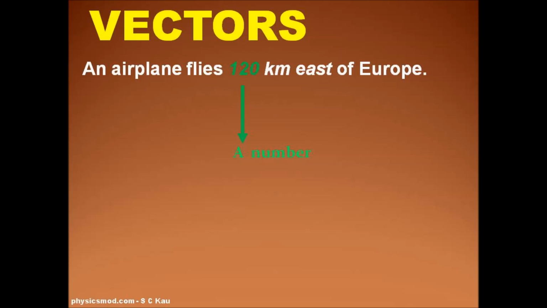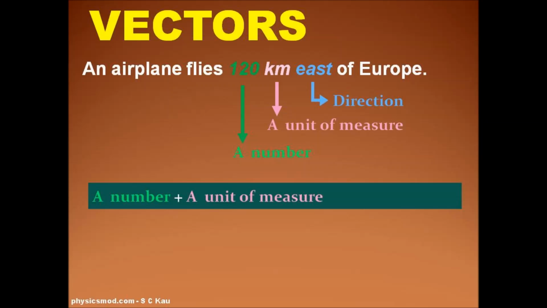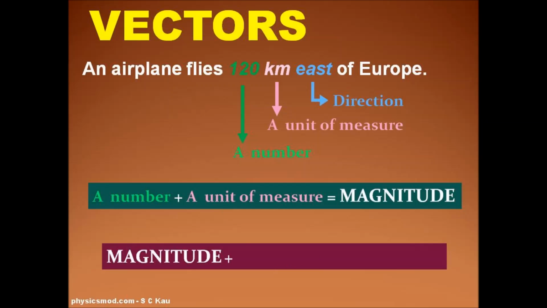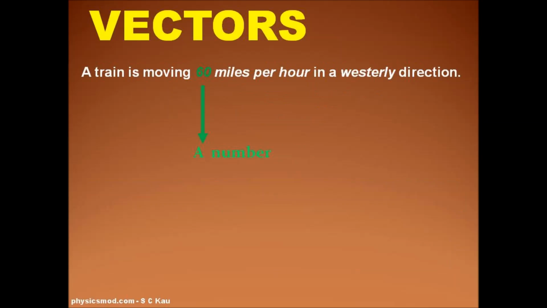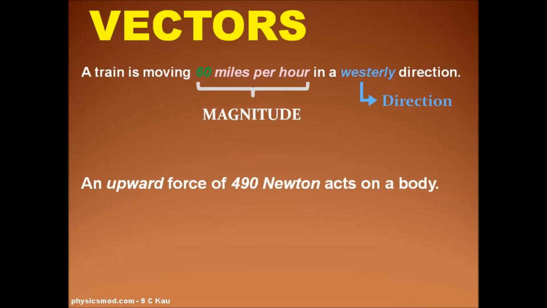120 is a number. Kilometer is a unit of measure. East is a direction. Remember that a number and a unit of measure is magnitude. Now, a magnitude and direction expresses a vector. Let's have other examples. So, vector is magnitude and direction.